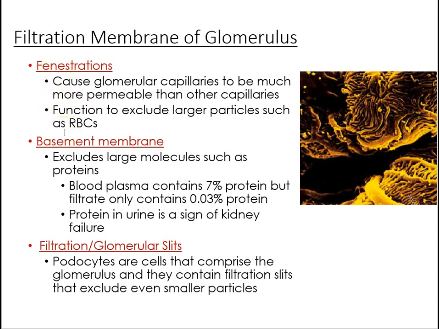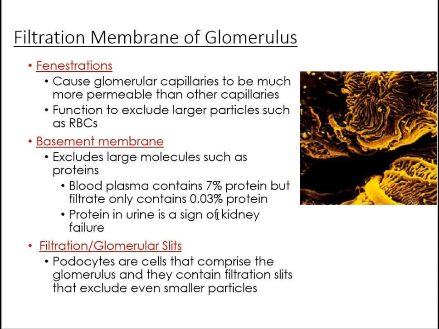Basement membranes are going to exclude large molecules such as proteins. Blood plasma does have a lot of proteins in it, 7%, and we want to make sure that that gets dumped back into the bloodstream. Proteins in the urine is a really good sign of kidney failure. That's why when you do a urine test, the first thing they're going to look for is sugar and proteins. If they find proteins in your urine, that's bad. If they find sugars in your urine, that's bad too.